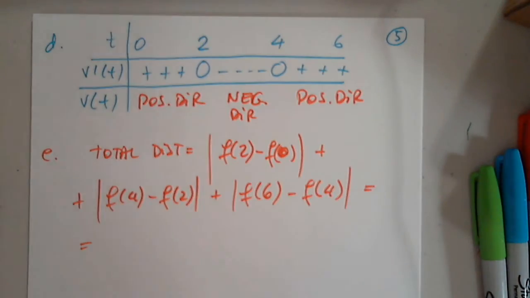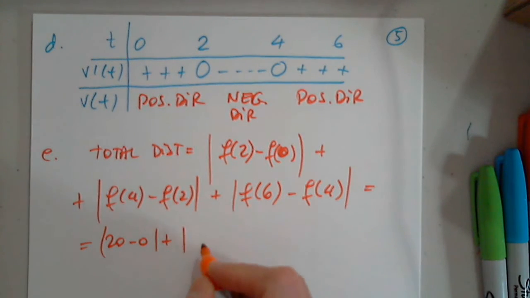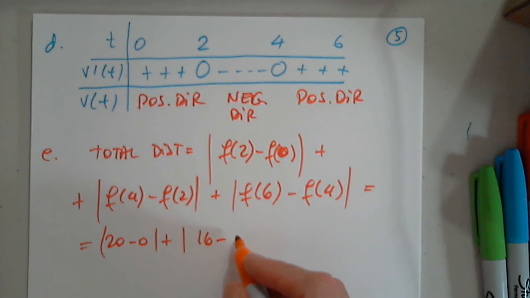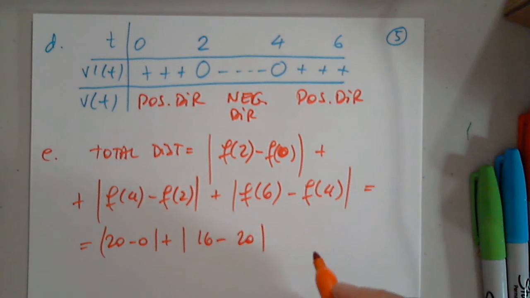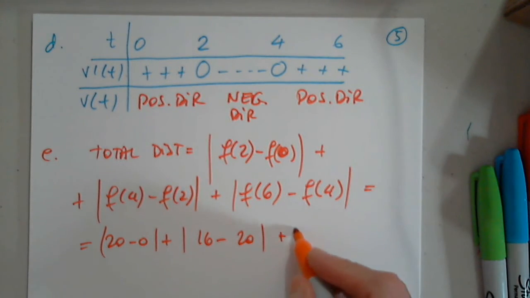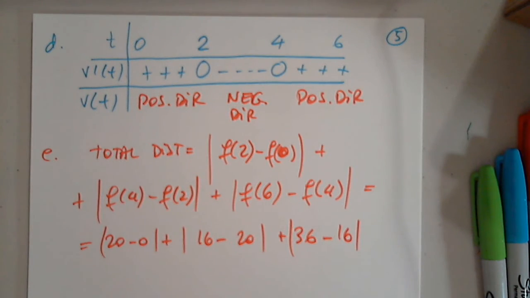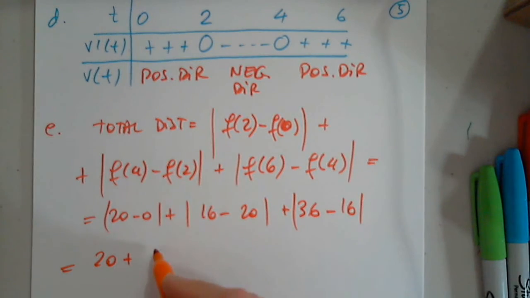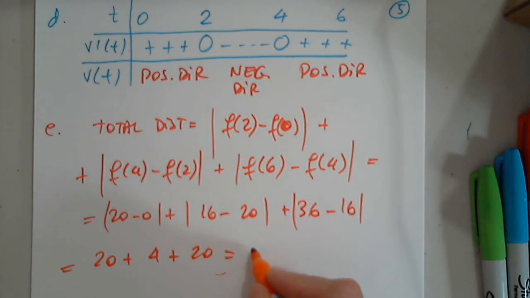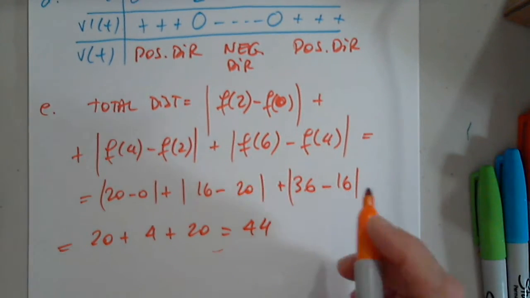So I have 20 minus 0. I have 16 for f of 4, 16 minus 20. And f of 6 is 36, minus f of 4, which is 16. Okay, so I have 20 plus 4 plus 20, which is 44. And this is feet.